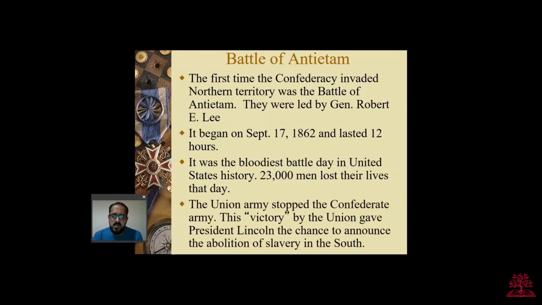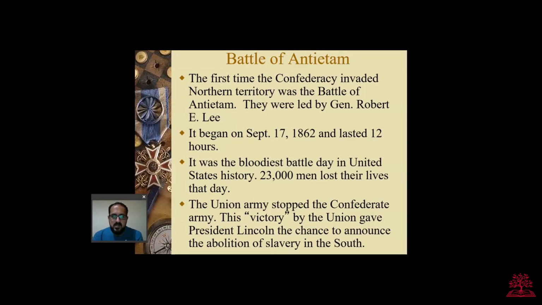The Union Army stopped the Confederate Army again, so they won again. Now remember that the Union is going to win the war at the end, so they must have won a lot. The Union Army stopped the Confederate Army. This victory by the Union gave President Lincoln the chance to announce the abolition of slavery in the South.